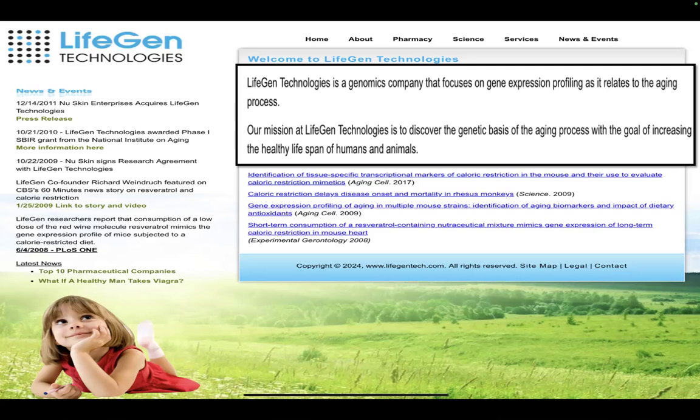So I'll read out to them. It's an exclusive partnership with Ligegen, Pharmanex and Ligegen, right? Ligegen is a US company from Wisconsin. It's a genomics company that focuses on gene expression profiling, the aging process, and their mission is to discover the genetic basis of the aging process with the goal of increasing the healthy lifespan of humans and animals.